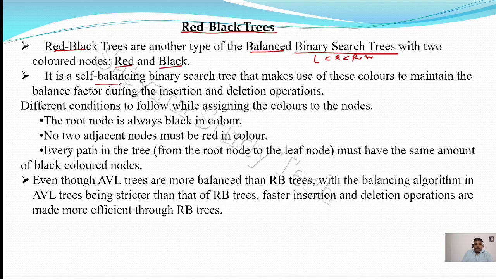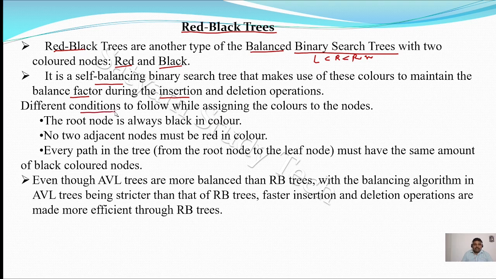It is a self-balancing binary search tree that makes use of these colors to maintain the balance. In an AVL tree, we discuss the balance factor, which must be 0, 1, or minus 1. But in this case, the balance means it is color balanced. First we will discuss the insertion algorithm in this video. In a later video, we can discuss how to delete a node from the red black tree.